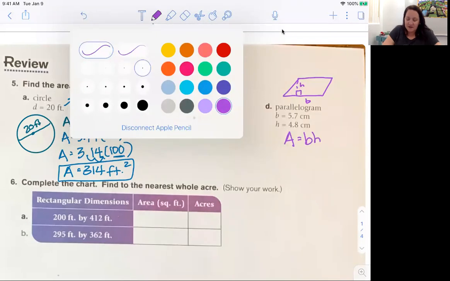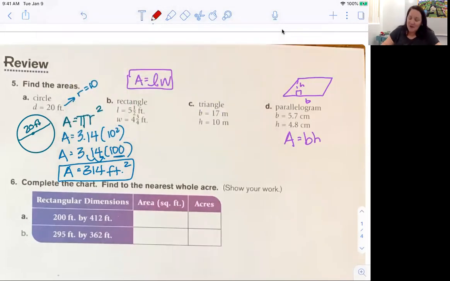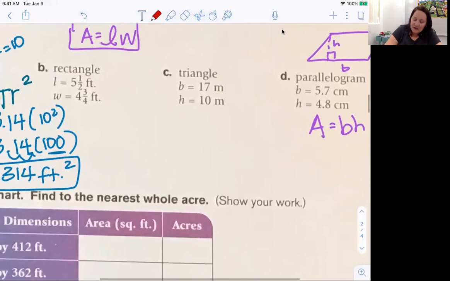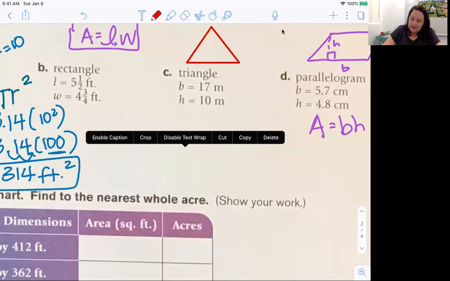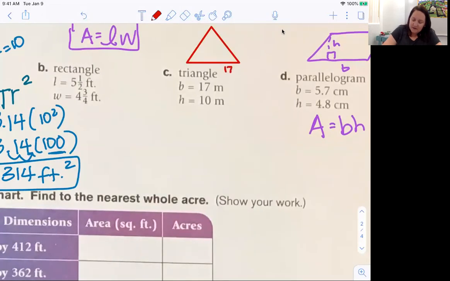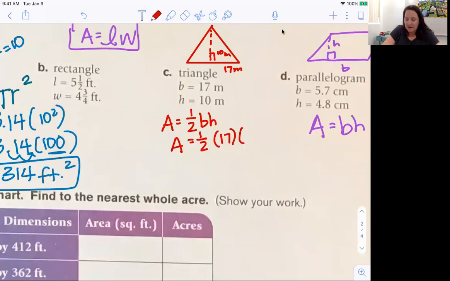Hey, if you can't laugh at yourself, who can you laugh at, right? But I want to work out C with you. On C, I have a triangle. And the base of my triangle is 17 meters. And the height of my triangle is 10 meters. And I am going to find area for this triangle. So area equals, what's the formula for area of a triangle? Area equals 1/2 base times height. Area equals 1/2 times 17, because that's our base, times height, which is 10.